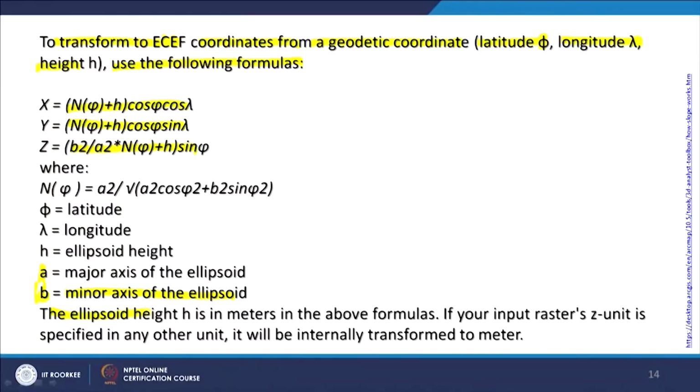So, the ellipsoidal height h is in meters in the above formula. Through these formulas, your input raster's z unit is specified. If it is in any other unit, it is internally transformed to meters, because it has to be converted, and only then can you do the computation.